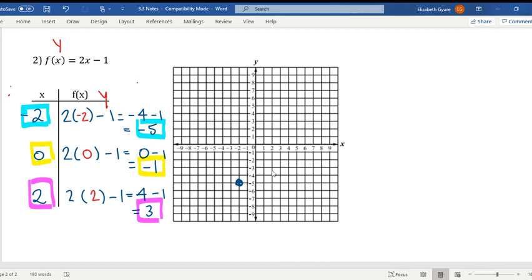Then 0, -1, go back to your origin. If x is 0, you don't have to go left or right at all. Y is -1, so just go down 1. Then for the last one, 2, 3. Go back to 0, 0. X is 2, so go right 2. Y is 3, so go up 1, 2, 3. So you're right there. And then connect that with your nice straight line.